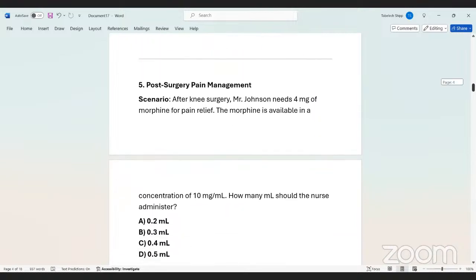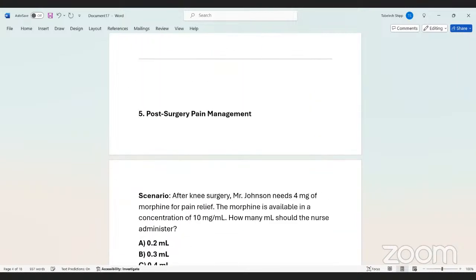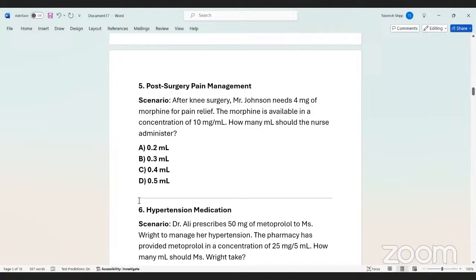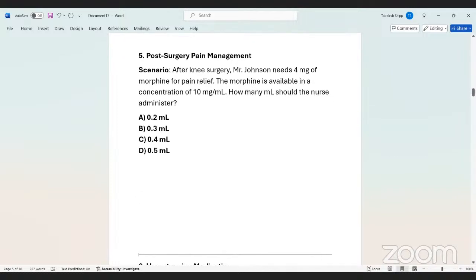Now here's one that shouldn't take you all long at all to do. Post-surgery pain management. Okay. So again, you can read through the problem, but I always tell students, read the problem the first time to read it, but then go back in and start digging out what you need. A patient needs 4 milligrams of morphine for pain relief. The concentration is 10 milligrams per milliliter. How many milliliters should the nurse administer?